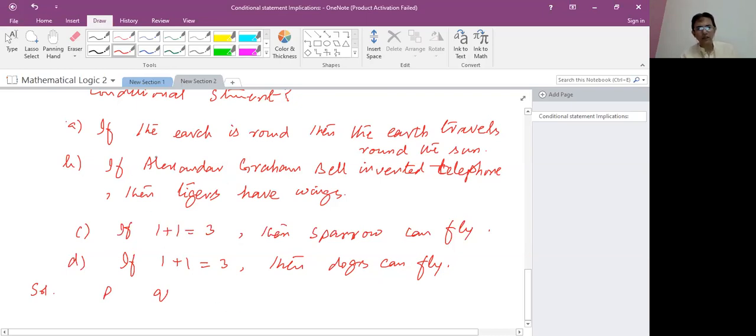So when we consider it, P and Q of the first statement. It means the earth is round. It is true, so first we write here true. The earth travels round the sun. It is also true, so we write here true.